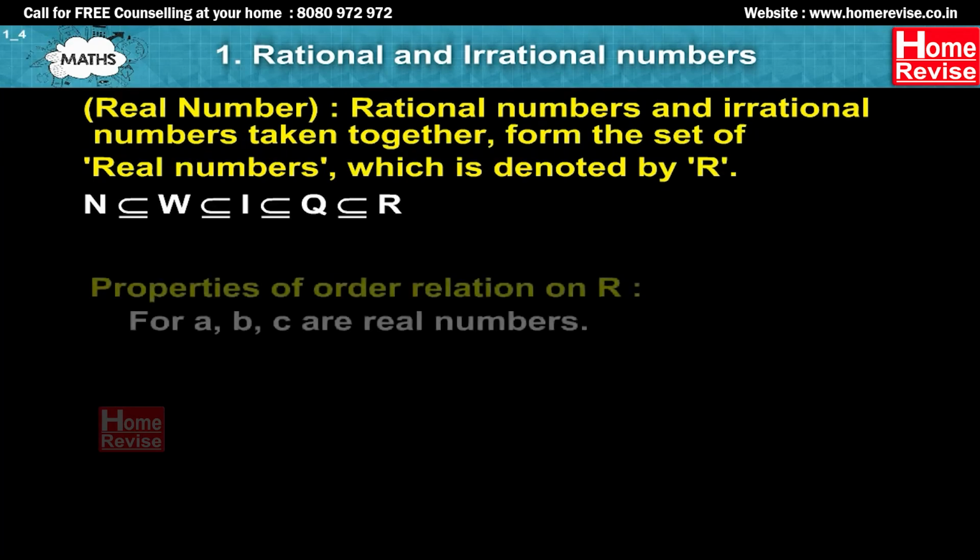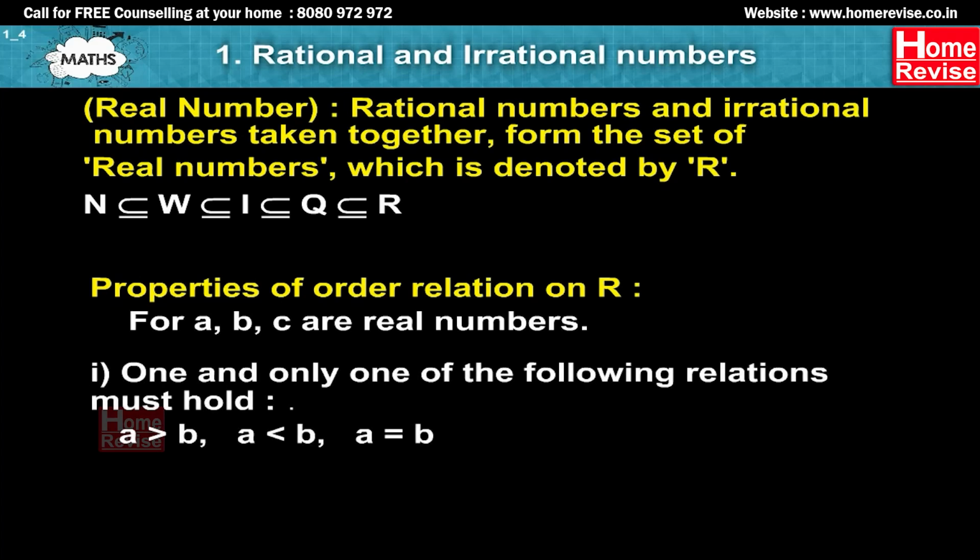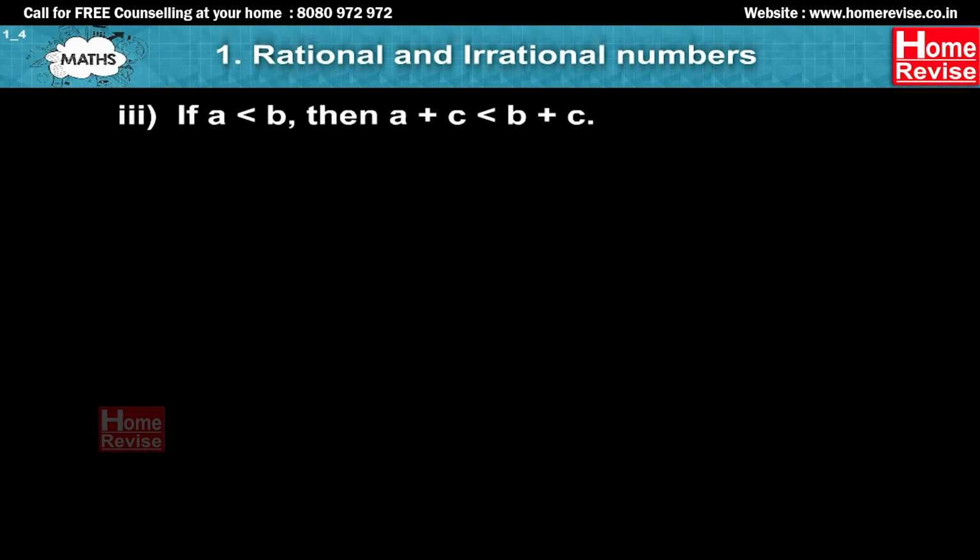Now let us see the properties of order relation on R. For the real numbers A, B and C, number 1, one and only one of the following relations must hold: A is greater than B, or A is less than B, or A is equal to B. Number 2, if A is smaller than B and B is smaller than C, then A is smaller than C. Number 3, if A is smaller than B, then A plus C is smaller than B plus C.